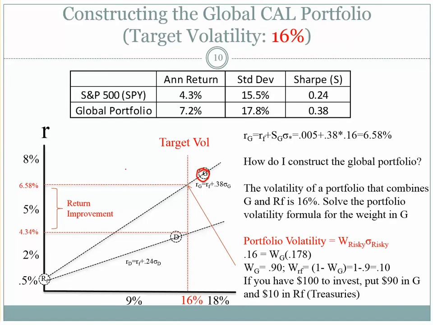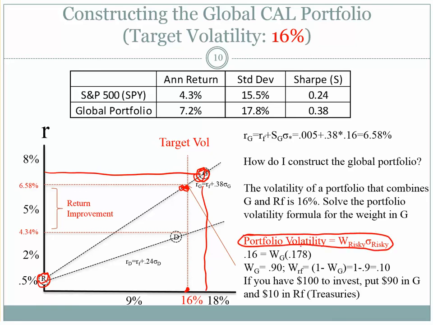Again, here's the global portfolio with a 7% return and 17.8% standard deviation. To get to a 16% standard deviation, I'm going to have to combine it with some treasuries and get to this point here. We know that when we combine a risk-free asset and a risky asset, which is what we're doing, the standard deviation of that combined portfolio is going to be the weight of the risky asset times the standard deviation of the risky asset. So our total portfolio standard deviation is 16%. I'll plug that into that equation.